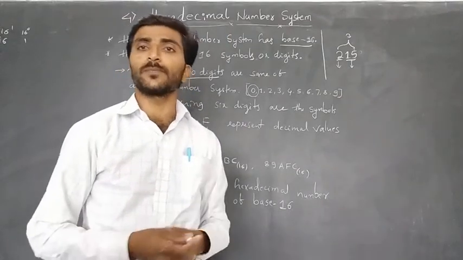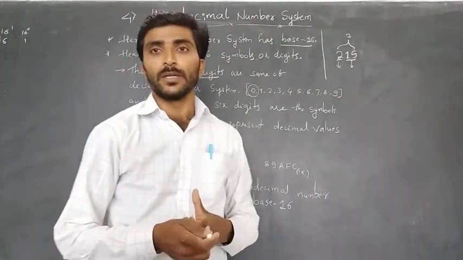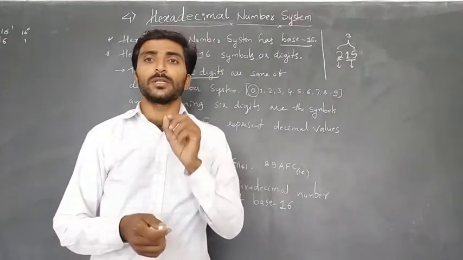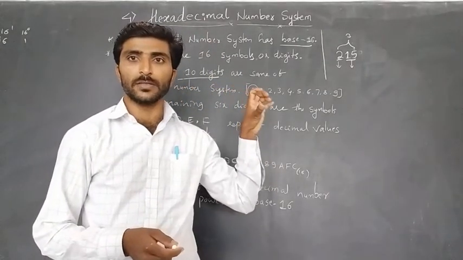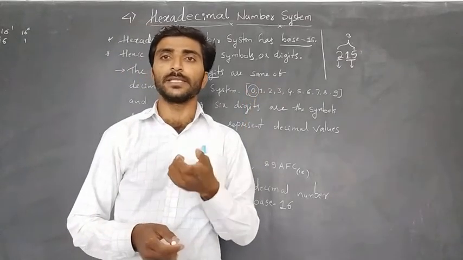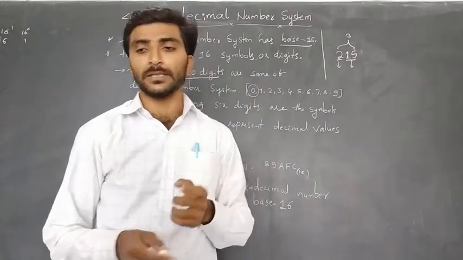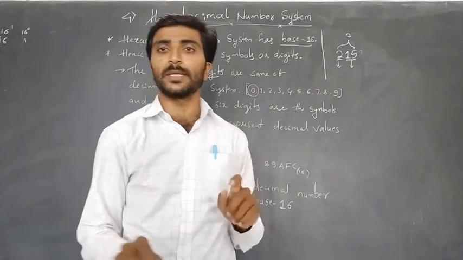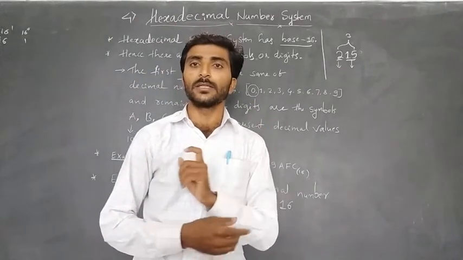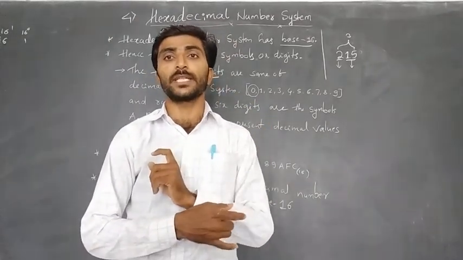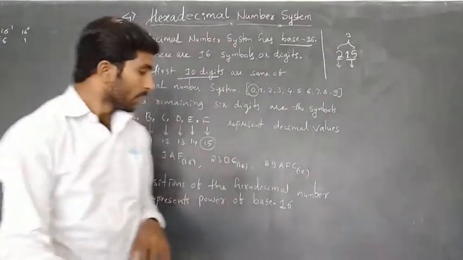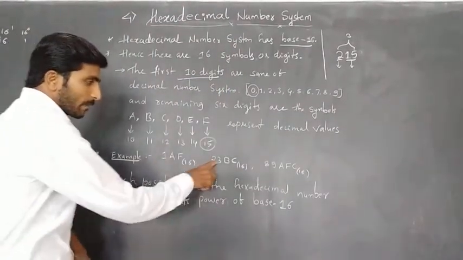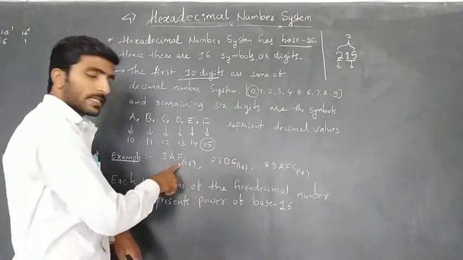How do we represent the position of each digit? Each digit represents a position in the hexadecimal number system, that is, a power of base 16. Okay, so here are some examples written here.